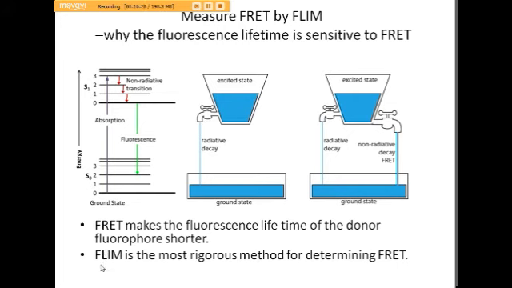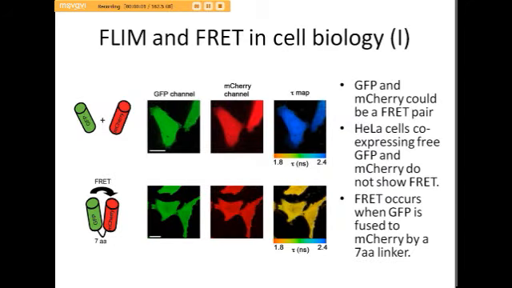FLIM is actually the most rigorous method for determining FRET. Generally we use FLIM to quantitatively measure the strength of FRET to determine whether there is a protein-protein interaction in cell biology. In summary, during FRET, the donor fluorescence lifetime reduces. So FLIM and FRET have very wide application in cell biology.